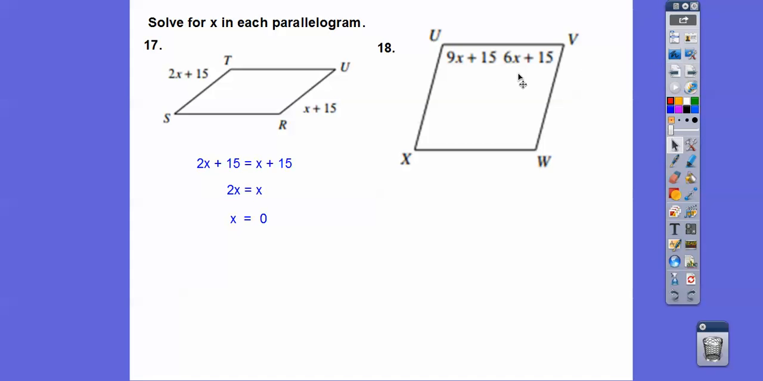All right, okay, it's a parallelogram. These angles right here are supplementary, okay? Consecutive angles are supplementary. This angle and this angle are equal. So these ones are equal. Consecutive angles are supplementary. So let's add them up to be 180. Combine like terms, subtract and divide, and we get 10.